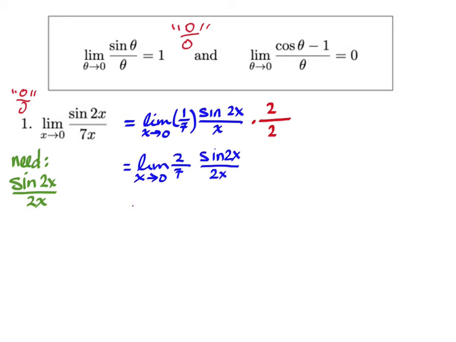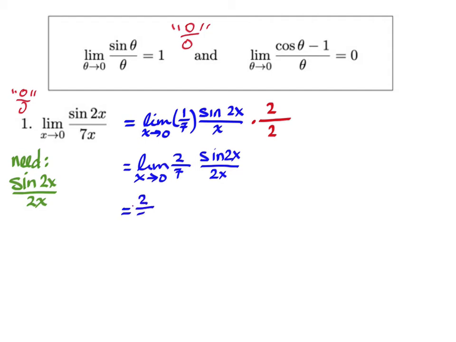So we've got the sine of 2x over 2x, but what about that 2/7? Well, the limit laws tell us we can pull that outside of the limit, right? The limit of a constant times a function is the same as the constant times the limit of the function, as long as the limit exists.